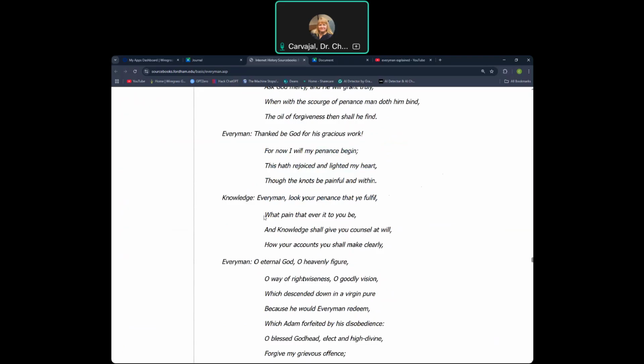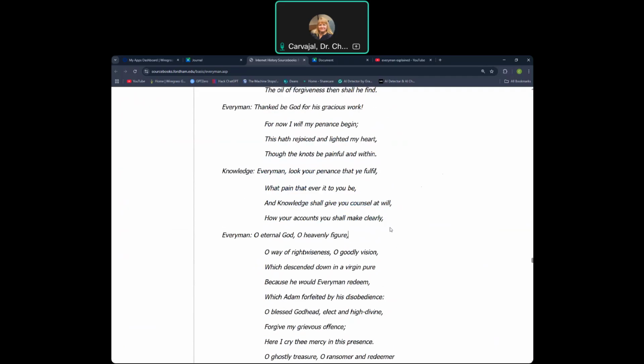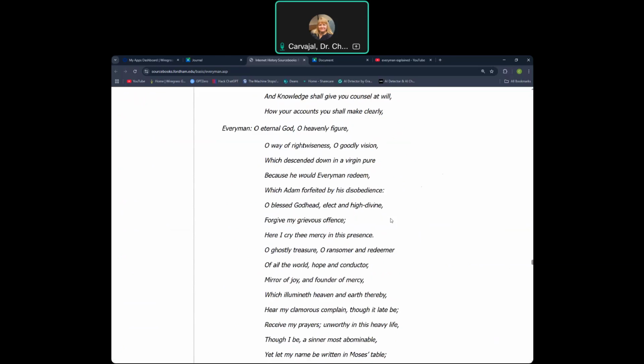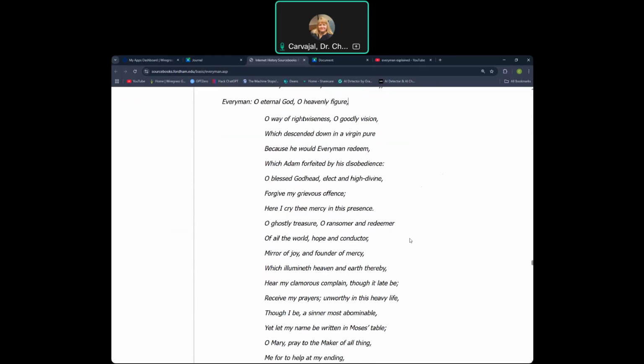And it says, though the knots be painful and within. So there are times when the hurt will be inside as well as out, because whatever pain it be to you, and knowledge shall give you counsel at will, how your accounts you shall make clearly. So he's saying, okay, this is fine. I don't know that I've ever seen it where he actually got punished on stage or anything like that. But the fact that he uses that language is really interesting, because that does speak to being whipped. And it's a little scary. That's always been a little troublesome for me with this text.